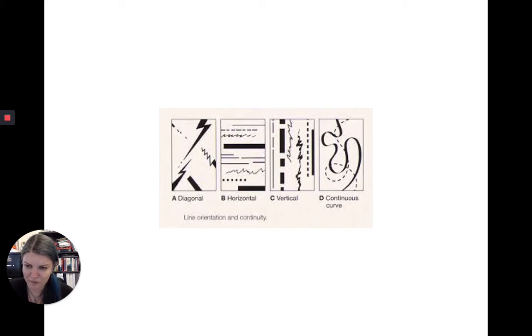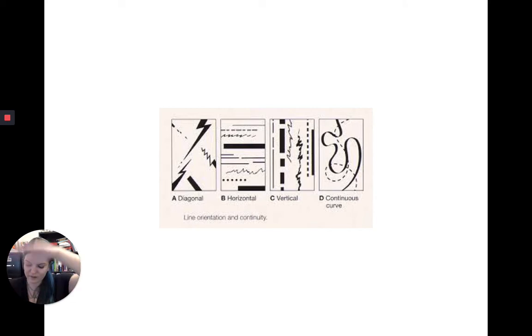Dynamic means active, right? Each line has its own distinctive quality. The quality is largely determined by the line's orientation, direction, degree of continuity, and by the material used to create it. Okay, so orientation refers to the line's horizontal or vertical or diagonal position. So is it horizontal? Is it vertical? Is it diagonal?